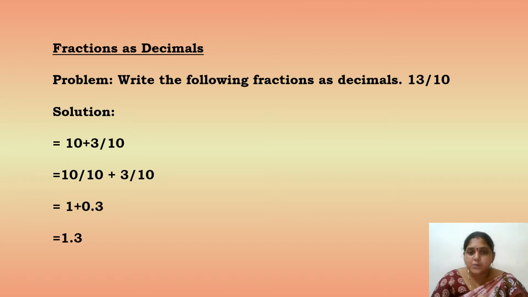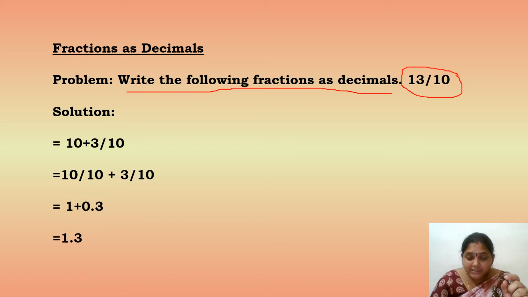Now we are going to see fractions as decimals. Till now we have seen decimals as fractions. Now we are going to see fractions as decimals. Write the following fractions as decimal. What is our fraction here? 13 by 10. In the previous two examples, what have we done? We have converted decimals into lowest fractions. But now what are we going to do? We are going to write the fraction in decimal form.